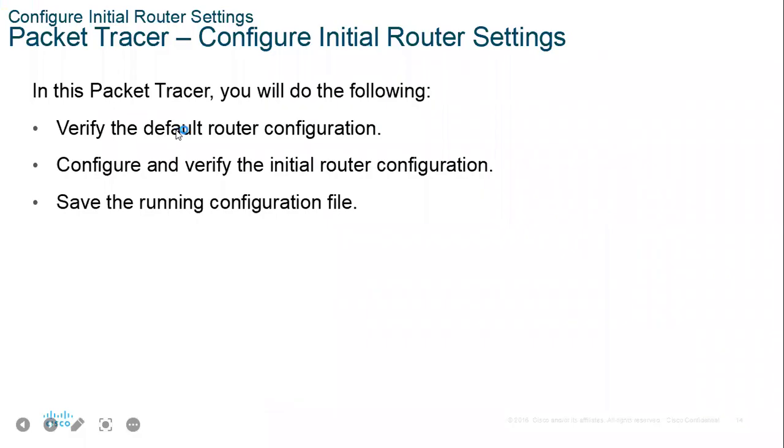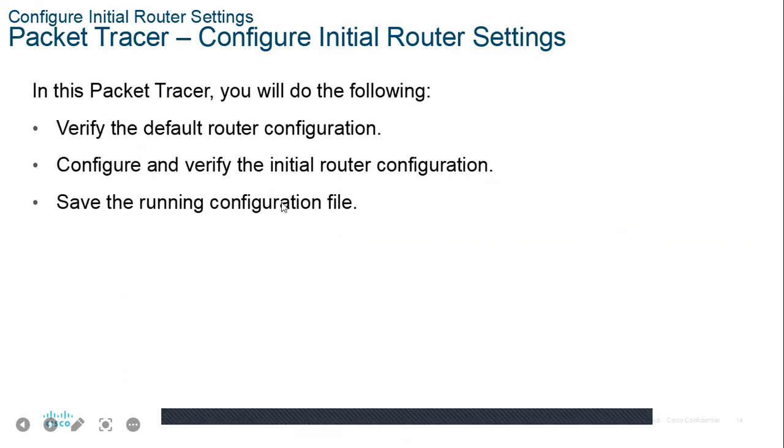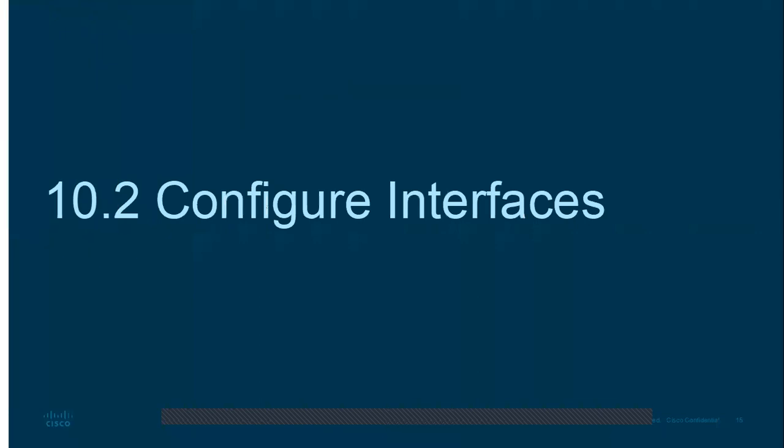Okay, so in this Packet Tracer, you do the following: verify the default router configurations, configure and verify the initial router configurations, then save running config. Yes, so we'll do this, like I said, from the beginning of the course. We're going to do all of the labs separately. Our goal is to give a heads up of the entire concept in the curriculum.